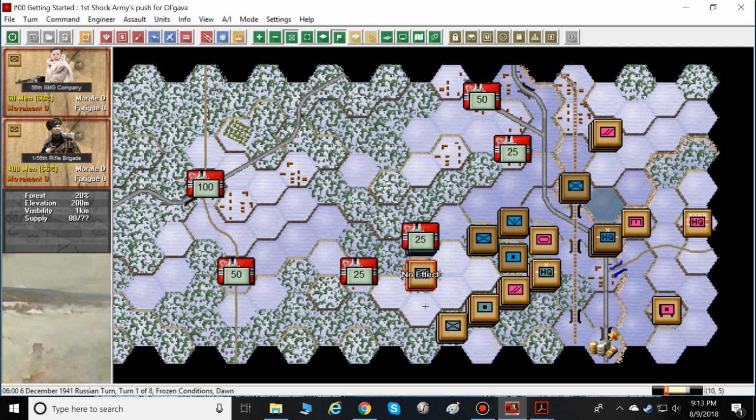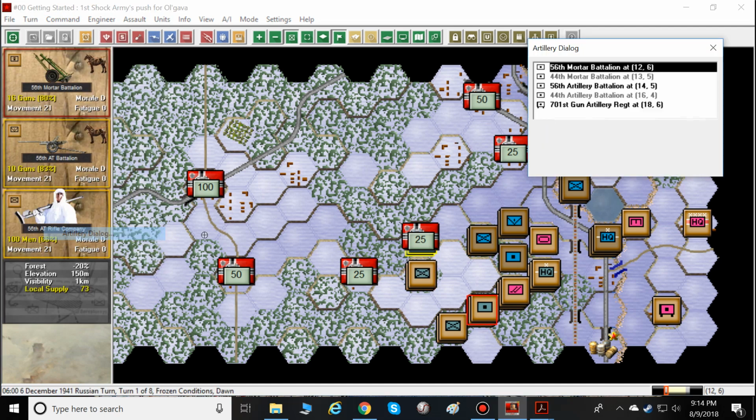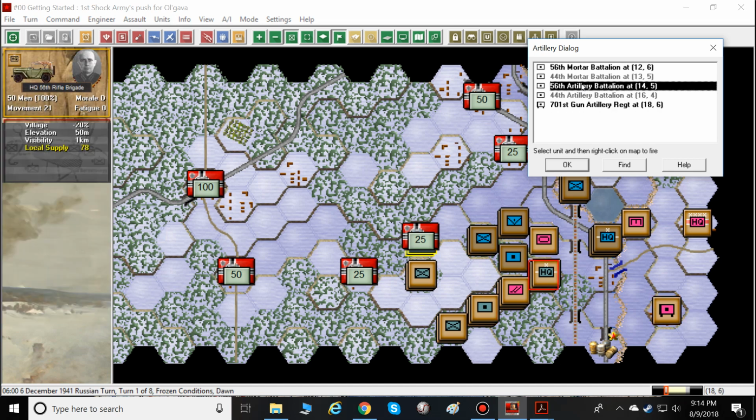And look at that, no effect. Awesome. So they tried to opportunity fire at us, but no damage. So now let's look and see what we can do if we go back to our artillery dialog box. You notice that some of our units are now available and some are not available. So what's going on now?